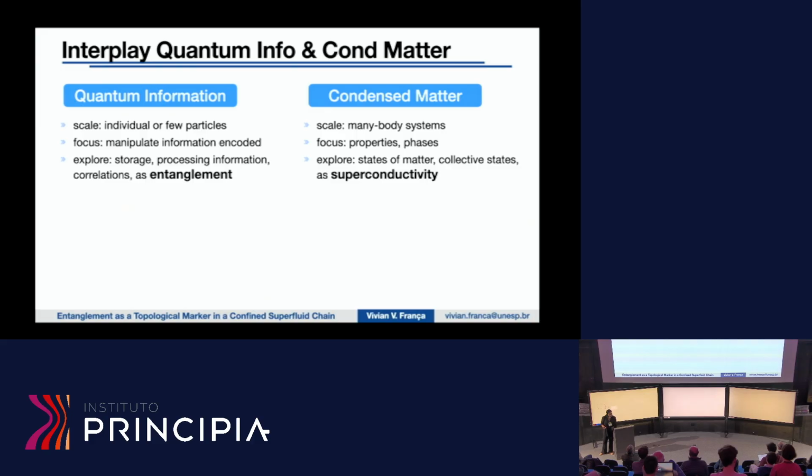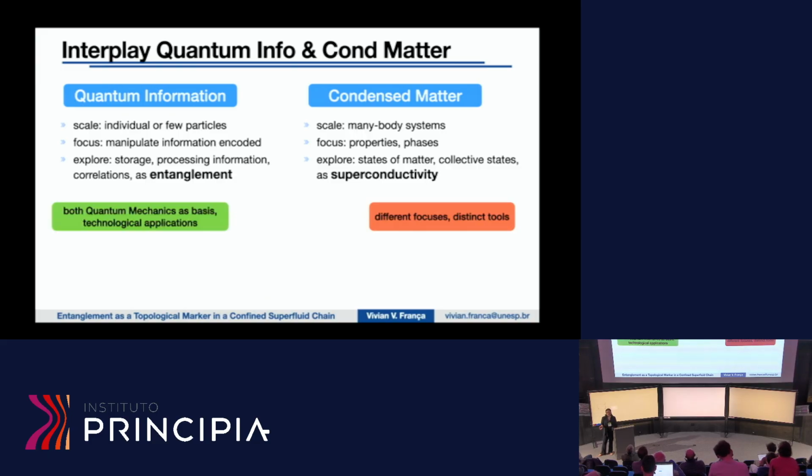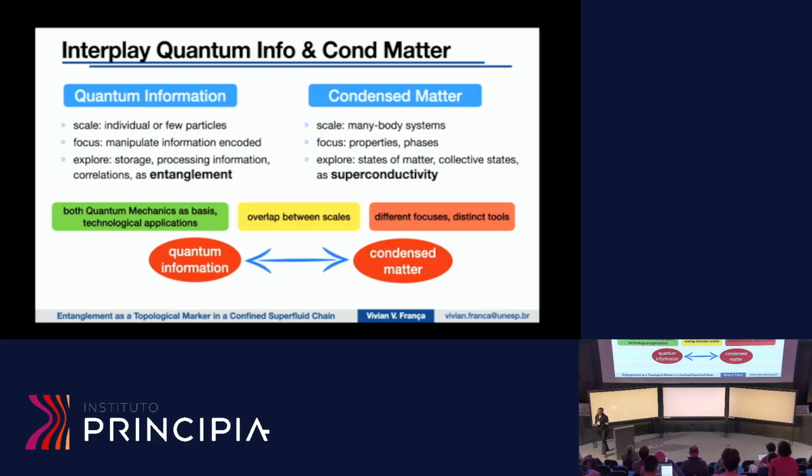But the main idea here is to see that despite the fact that they have different focus and also distinct tools to explore these different aspects, clearly they are all, as almost everything is, based on quantum mechanics and have many technological applications. And you can imagine that we have some overlap between the scales within these two communities. So we have a nice playground to work in, because you can bring the tools developed by the condensed matter community and analyze the things that quantum information people are interested in, and we can do the opposite too, right?